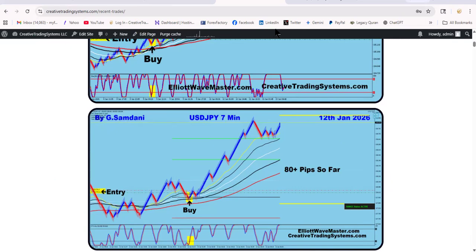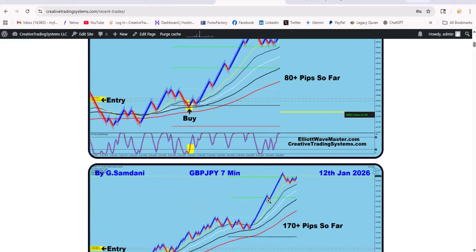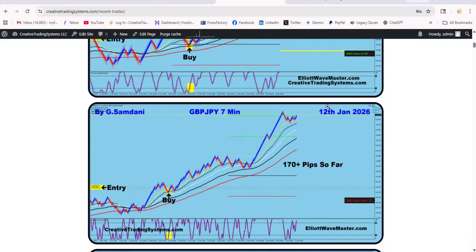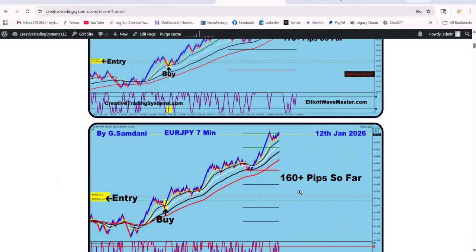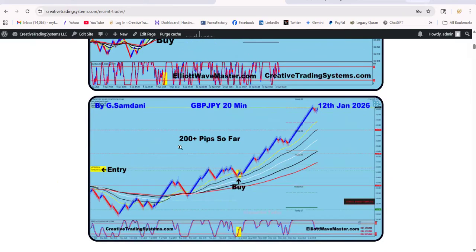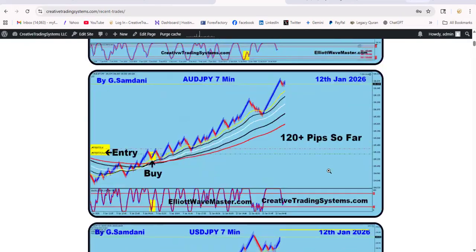This is also taken. All these trades are taken by my expert advisor, which is CTS-7. CTS-7, right? I just showed you. So, see, on the 12th, pound yen going to the upside for 170 pip. And this one is 160 pip, pound yen's 200 pip. So all of these trades are taken exactly the same way, right?